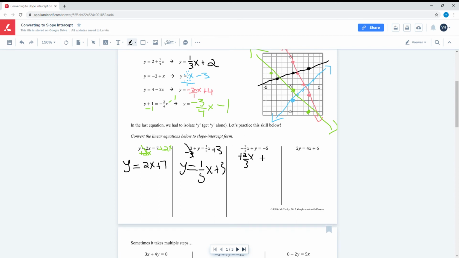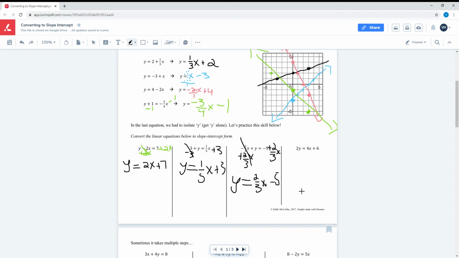What you do to one side, please do to the other, or else it will not work. That's going to cancel. We're just left with y equals 2/3x minus 5. Remember, always put the x in front.